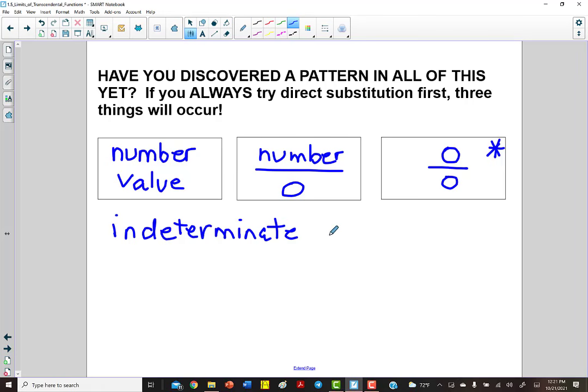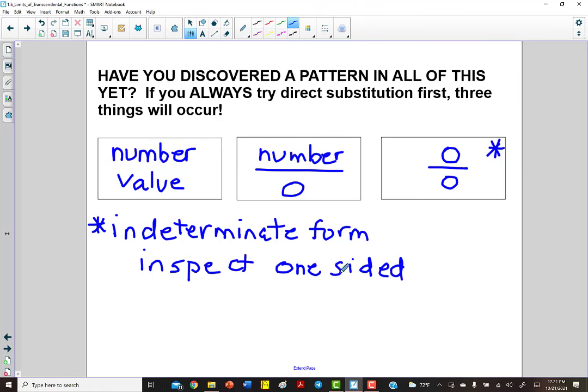Indeterminate form. So when you get indeterminate form, you inspect the one-sided limits and think about, are they going to infinity? Are they going to negative infinity? Or does the limit not exist because they're going in different directions? So just as a little note, you want to ask yourself, is this what happens?